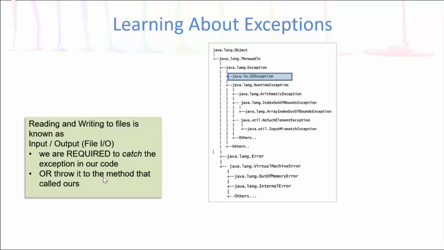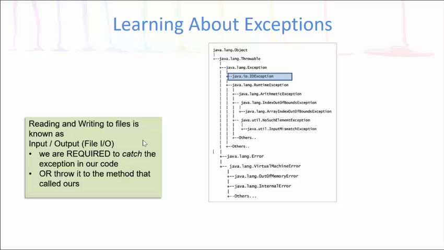If we're writing a method in the main and we want to throw it to the method that called us, that's going to go to the JVM. If we're in another class that we called from the main, maybe a class that opens a file, and that file throws an exception we don't want this class to deal with, we can throw that exception back to the main.